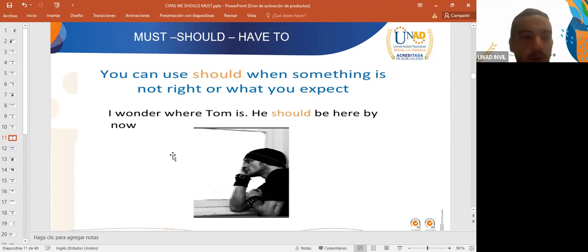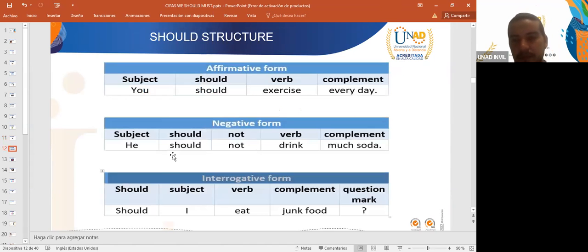So, now we're going to look at the structure of this verb. We're going to see the different ways we have to make sentences, whether you want to make an affirmative, negative, or interrogative sentence, okay? So first, we have the affirmative form, and you have to start the sentence by using a subject. In this case, could be you, he, she, it, doesn't matter. It doesn't matter the subject you pick out. Always, you will have to use should, okay?